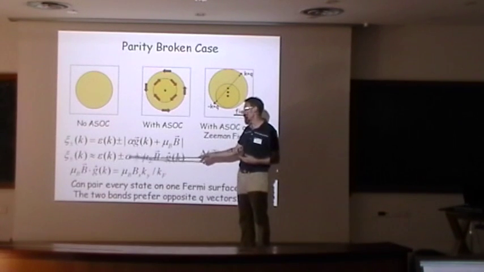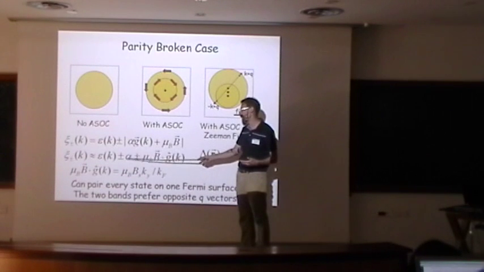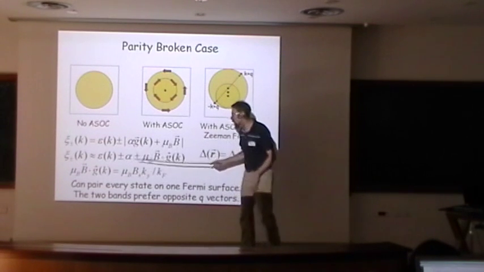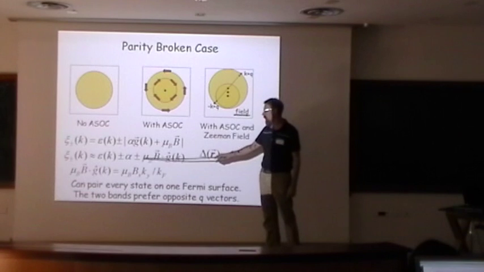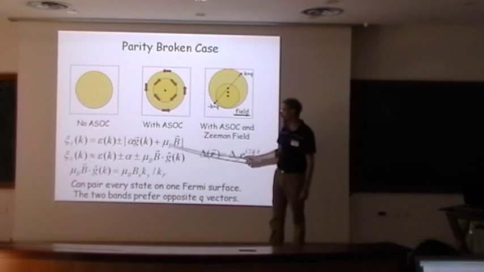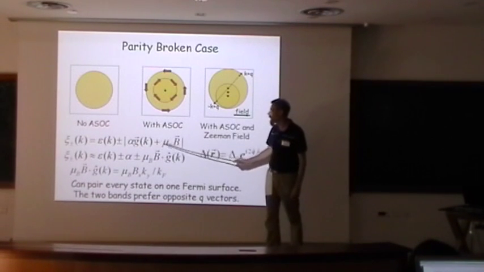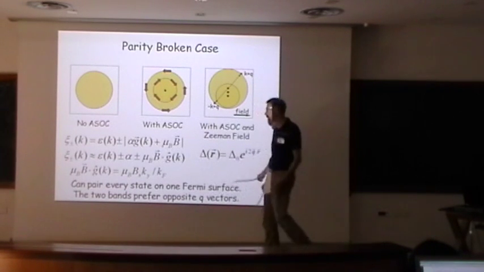Here I'm focusing on 2D, so the magnitude of g_k actually turns out to be constant, so we can just say alpha is alpha. But the correction term due to the Zeeman field is mu B B dot g hat k. So I get a dot product between B and g showing up here. Alright, so that's important. You can see that comes from the magnitude here.